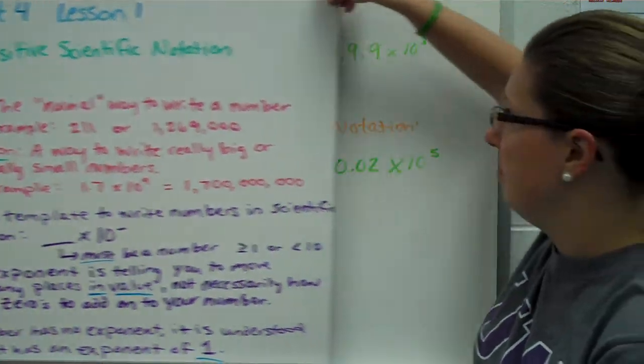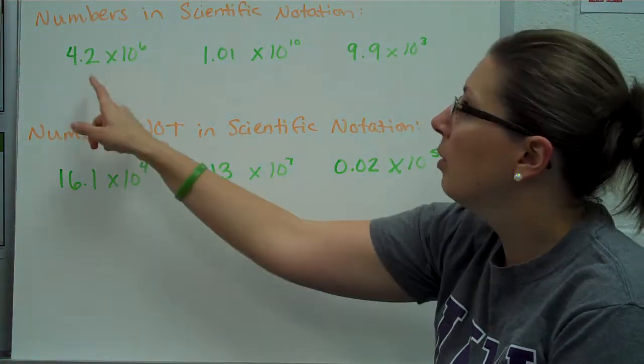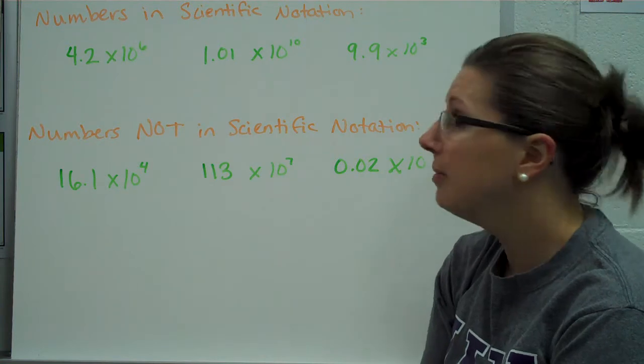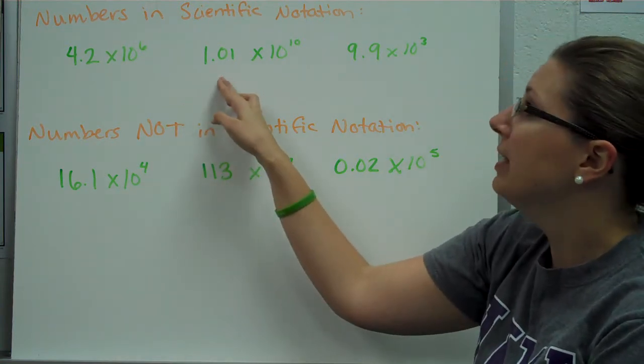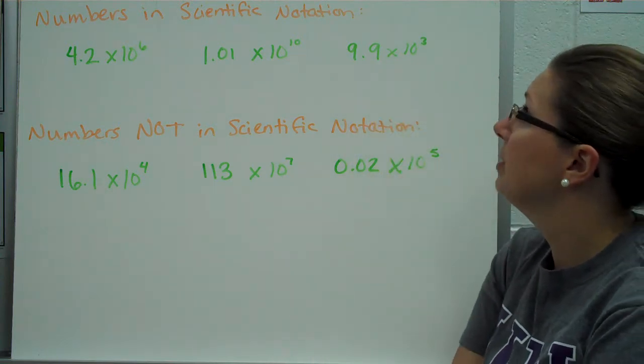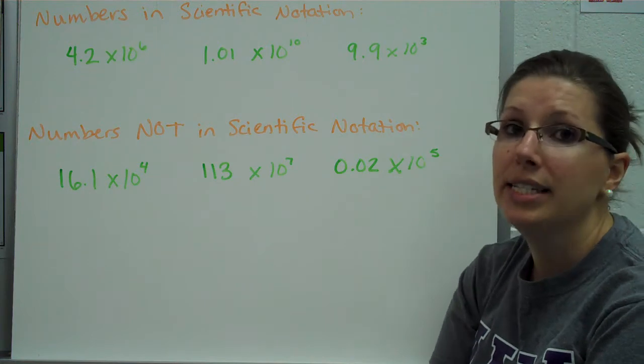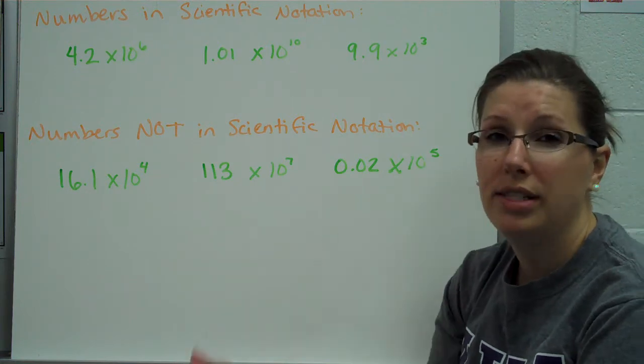All right, moving on. Here are some examples of numbers in scientific notation. 4.2 times 10 to the 6th power. 1.01 times 10 to the 10th power, or 9.99 times 10 to the 3rd power. Those are all examples of numbers in scientific notation. They fit all the criteria.